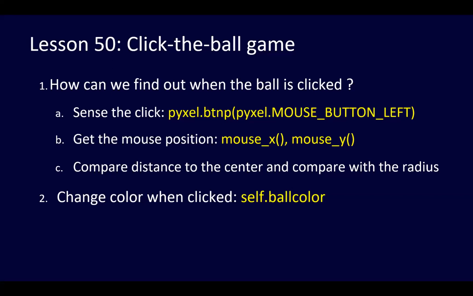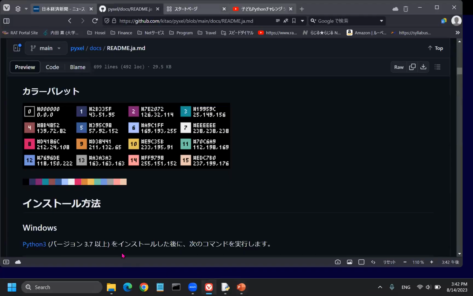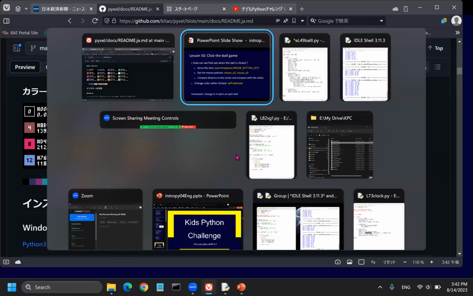And you can make it more fun by changing some implementations. Okay, that's all for today. As an exercise, try changing 4 colors at each click. We have already done this with 15 colors, but anyway, try to find the best 4 colors you like and make sure you can do it yourself.